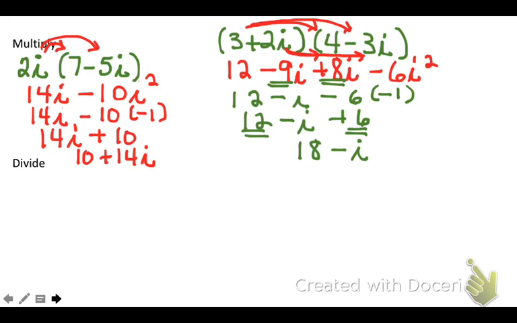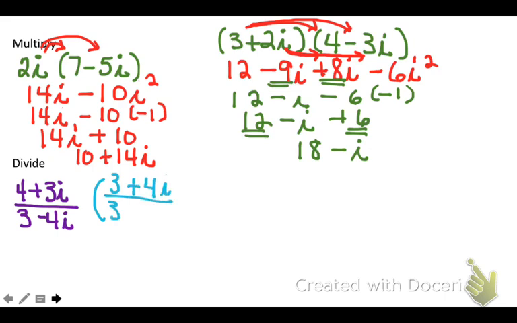The last thing we're going to do is work with division. As we did in a previous section with our radicals, we're going to multiply by a conjugate, but in this instance it's called the complex conjugate. So we will multiply the numerator and the denominator by 3 plus 4i. And now we're going to FOIL the numerator and the denominator.